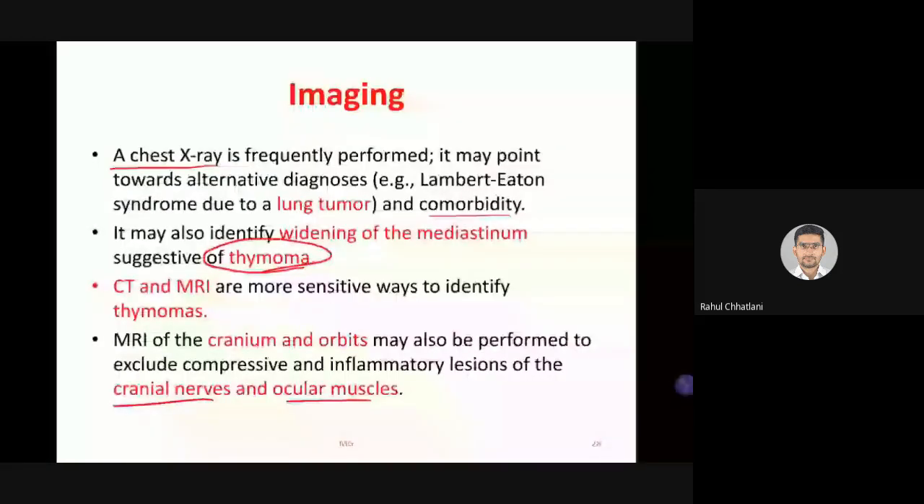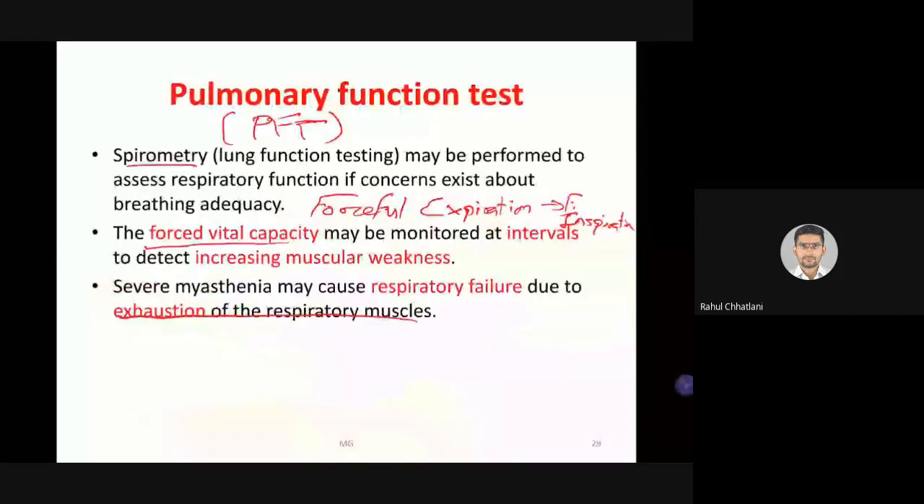Imaging can also be done, chest X-ray and CT and MRI can be done to rule out other conditions. There is no specific way to say this is myasthenia from imaging. It is just to rule out other additional conditions or comorbidities. Pulmonary function test can help you diagnose and see for the respiratory muscle involvement. That is more important.